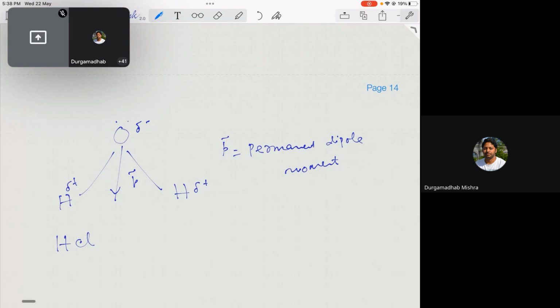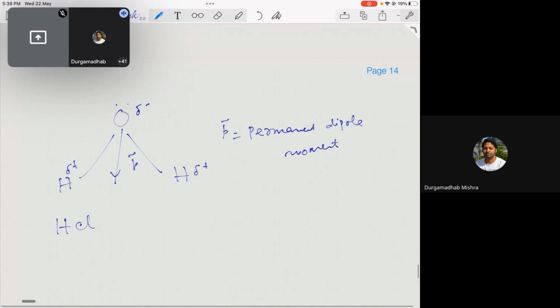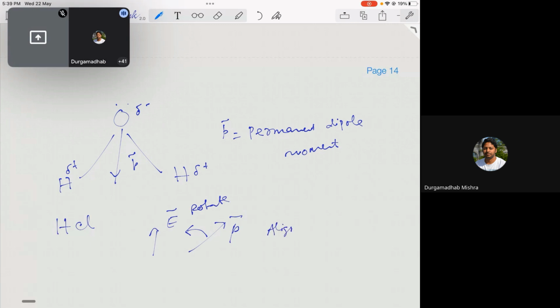These are some of the polar molecules. So what would happen to this dipole in an electric field? Depending on the direction of the electric field, let's say the dipole moment is pointing in this direction, and I'm applying an electric field in this direction. This dipole moment will try to rotate and get aligned along the electric field. So this is what a permanent dipole moment, or a polar molecule, will do.